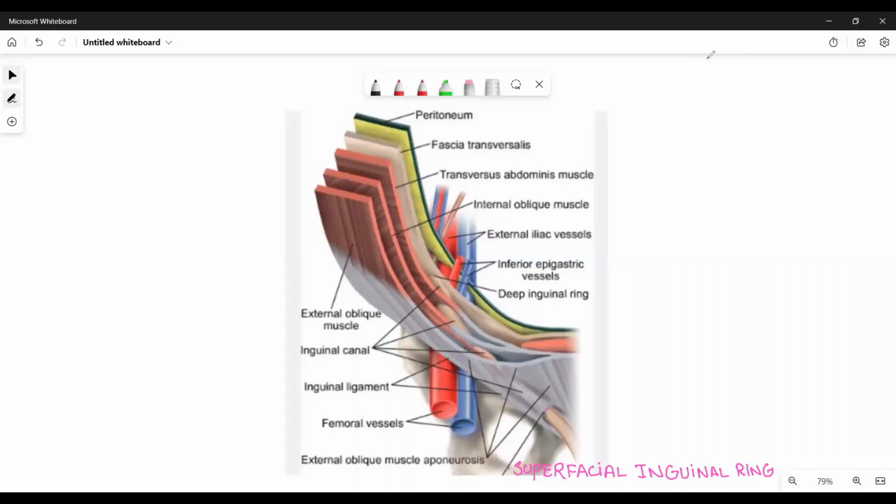The location of the inguinal hernia: all the inguinal hernias are located above the inguinal ligament. All the inguinal hernias lie medial to the pubic tubercle. This is the pubic tubercle. And whether it is a direct or indirect inguinal hernia, they pass through this superficial inguinal ring, which is basically the defect in the external oblique aponeurosis.